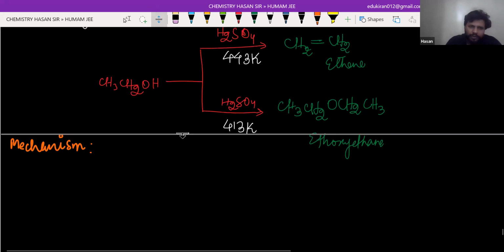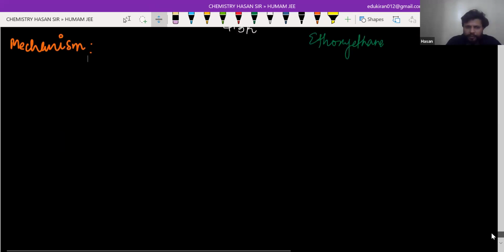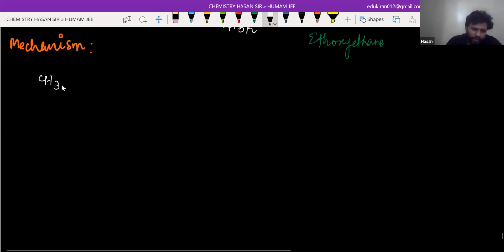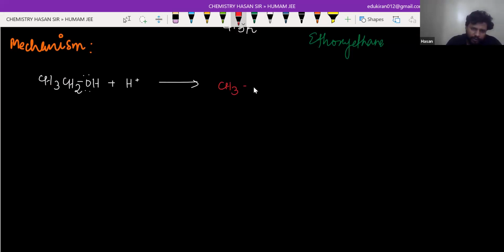Okay. So this is also a three-step reaction, and very easy it is. First, protonation will take place as in the case of formation of alkene. This is your protonation. You know that oxygen has a lone pair, so this oxygen is going to attack this proton. So you will directly get CH3 CH2 OH2, oxygen will have a positive charge and one lone pair left.